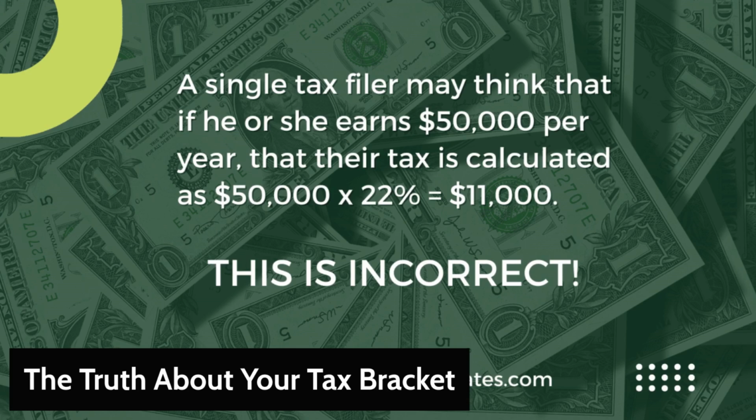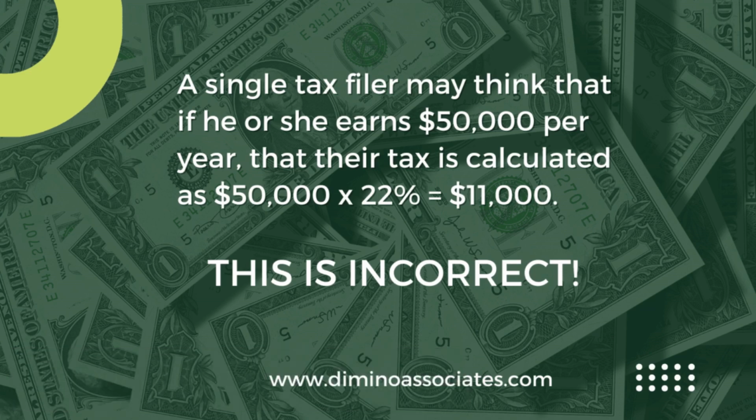I think I've got an illustration that you can show us as an example of how we can figure that out. Let's look at this real quick here. It says a single tax filer may think that he or she earns $50,000 per year, that their tax is calculated as that 50,000 times the 22% bracket that they're in, equaling $11,000. This is not right. This is incorrect.